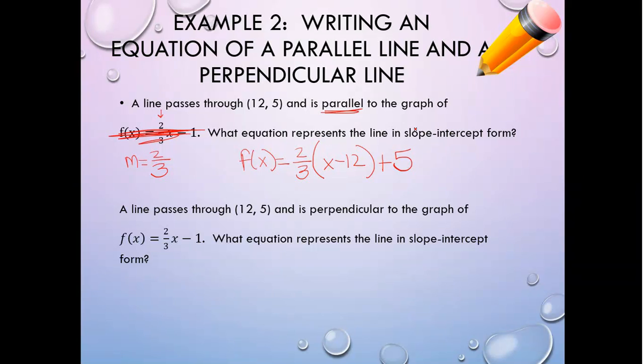So now, since we want slope-intercept form, I've got to distribute this in. So I'm going to get 2/3 x, -24/3 it looks like, plus 5. Well, -24/3, that's -8. So I'm going to get 2/3 x plus, that should be -8, my bad.